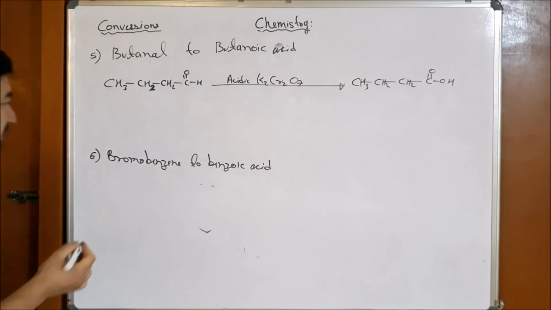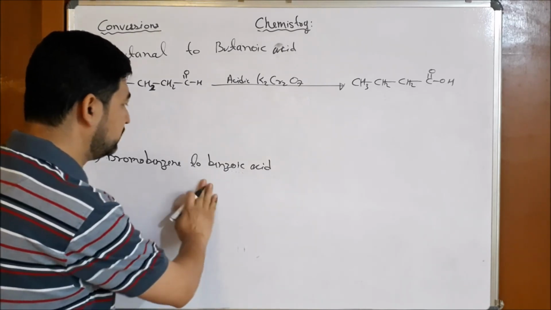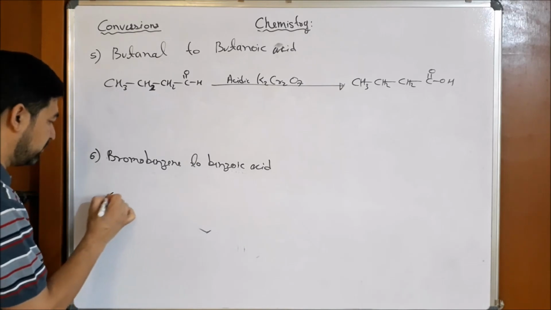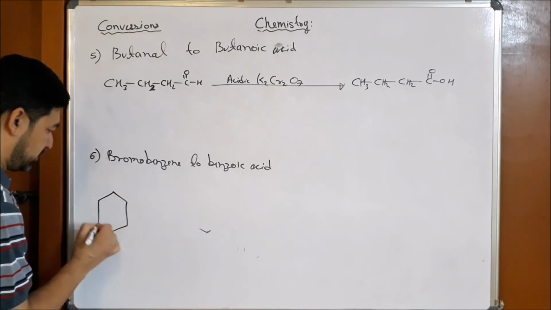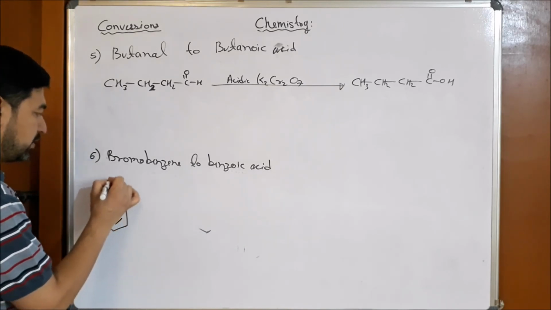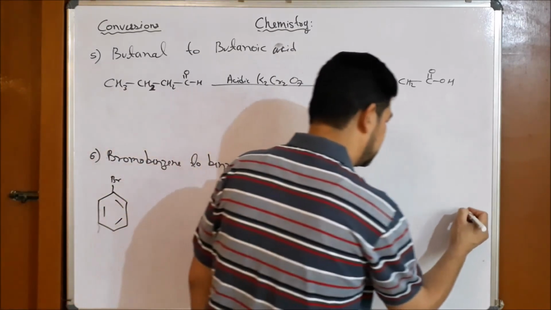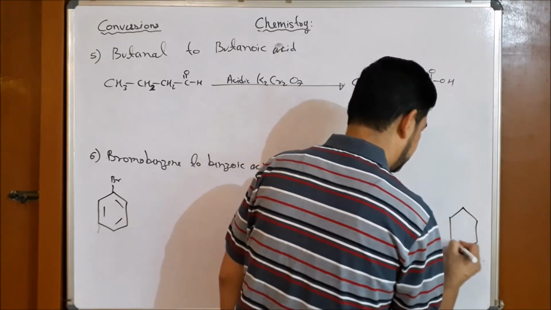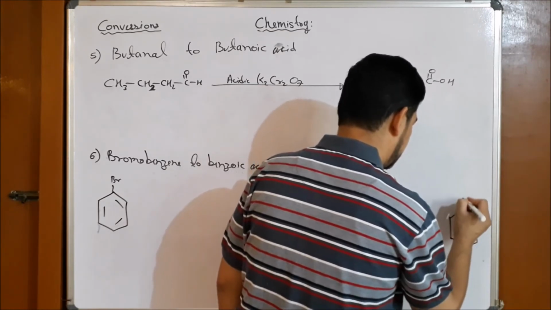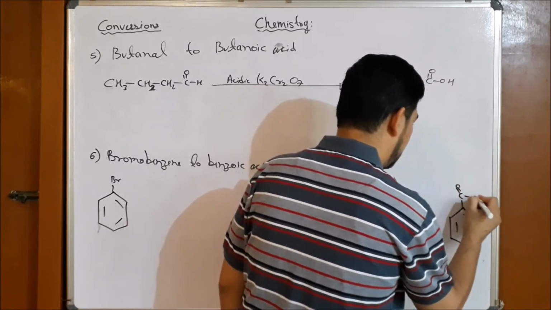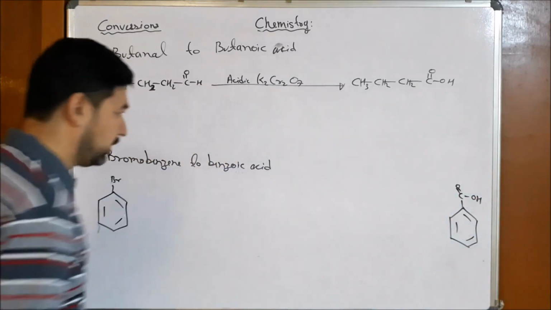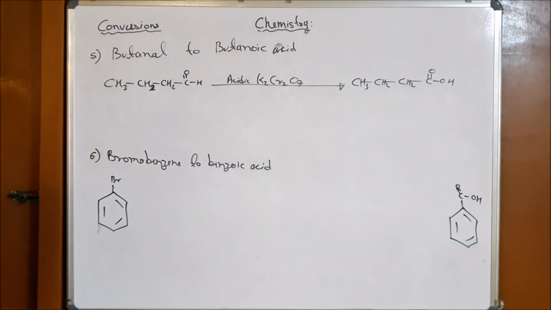The next reaction is bromobenzene to benzoic acid. So we'll draw the structure of bromobenzene, Br, and we'll write here benzoic acid, C double bond OH, right? So here, see, one carbon has been increased.